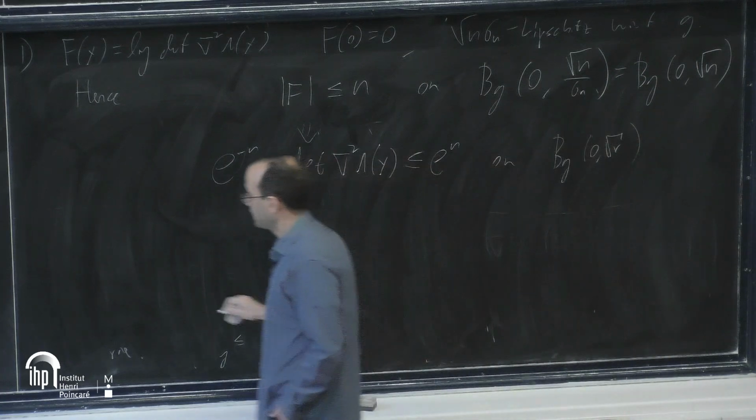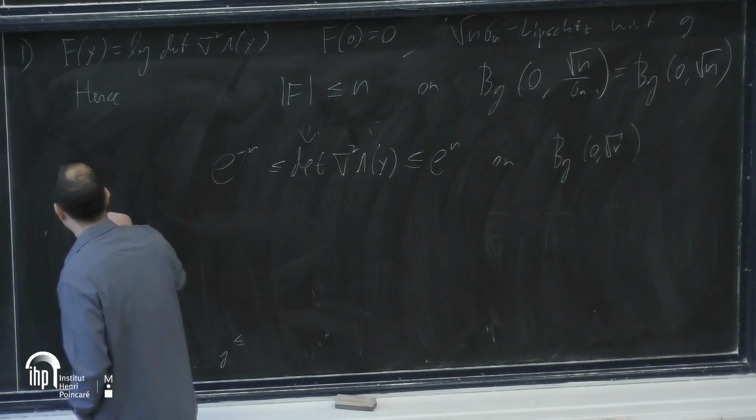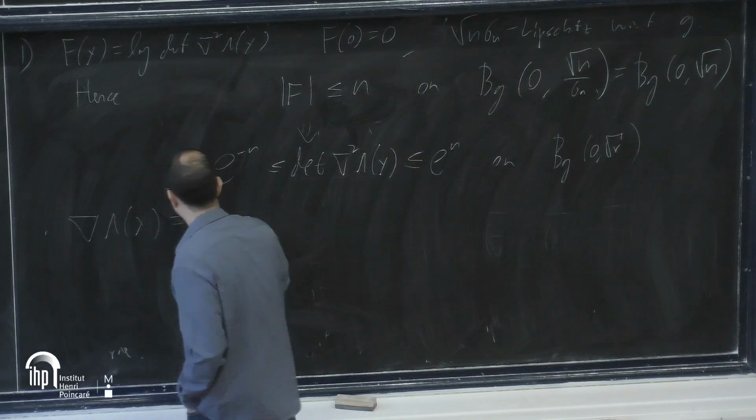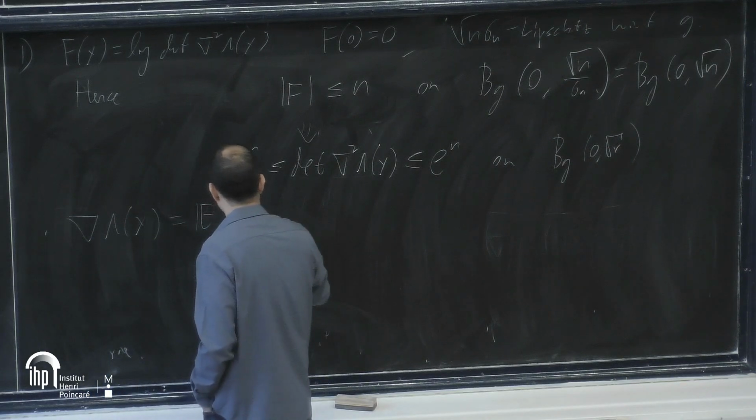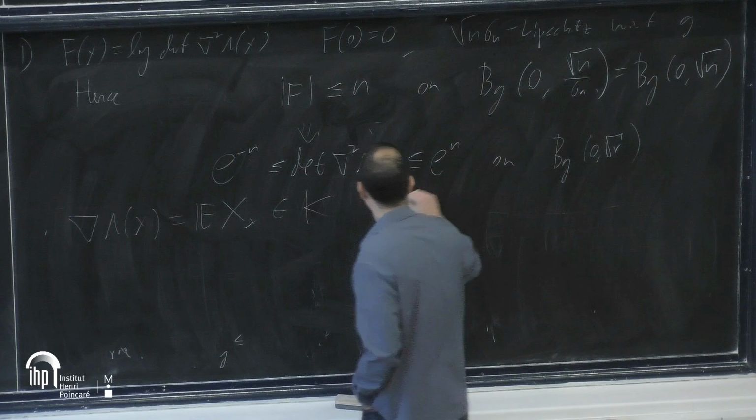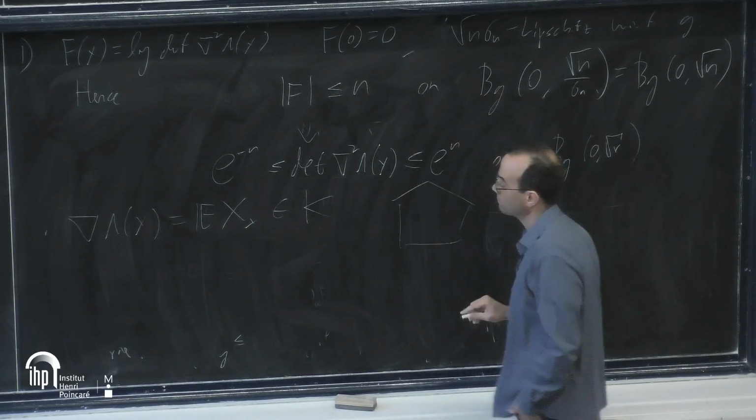Now let's look at the gradient map. So recall that the gradient of lambda of y is the expectation of x times y, which always belongs to K. It is some distribution on the convex set K.